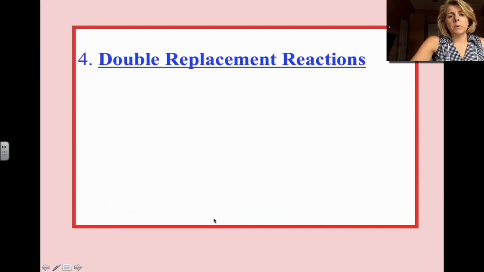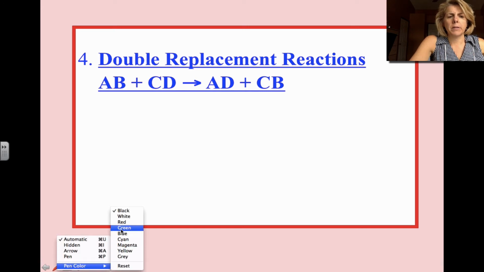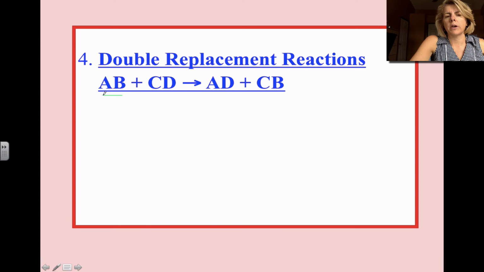Okay, double replacement is a little more complicated. So imagine you have two sets of partners, and they decide that they don't like to dance with their partner, so they switch with another person. Same thing is happening here. So notice that we don't have elements by themselves. That's usually a good indicator that you're talking about double replacement. So A is tired of dancing with B, so he decides to join D instead. And the same thing is happening with partner C and D. So C switches D with B.